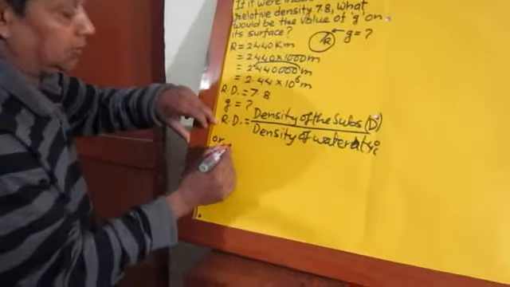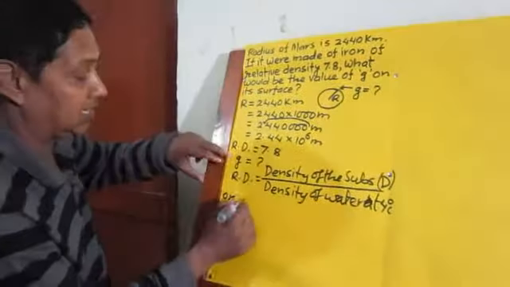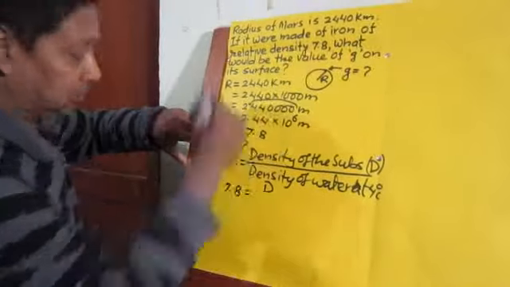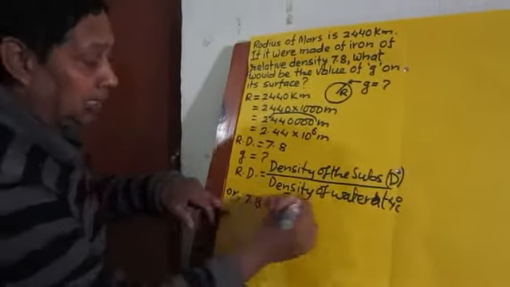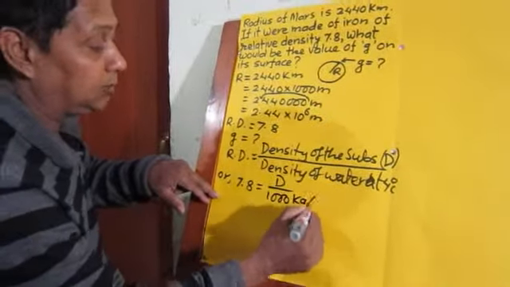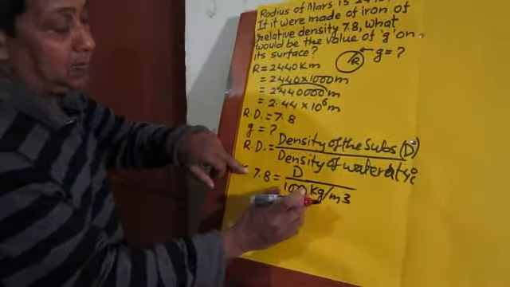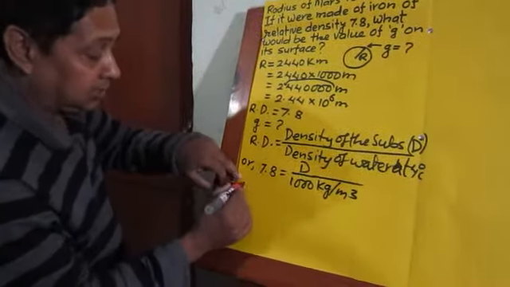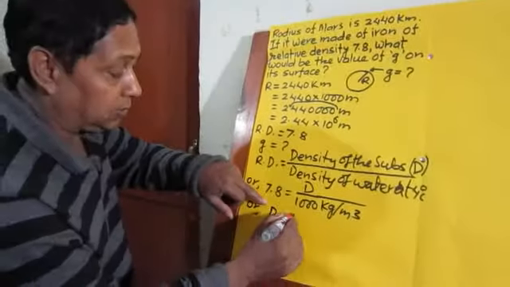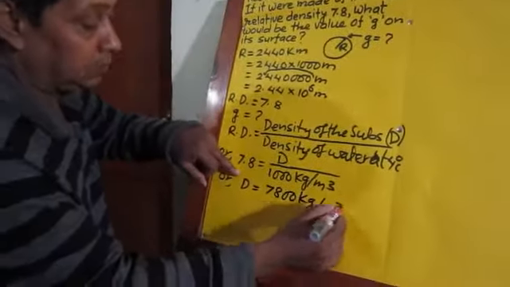Relative density is given. It is how much? 7.8. That's why I am writing 7.8, and this is equal to the density of this planet, let's say D, upon density of water at 4 degrees Celsius, we know its value 1000 kg per meter cube. Now 7.8 multiplied by 1000 gives the assumed density of Mars. This is equal to 7800 kg per meter cube.